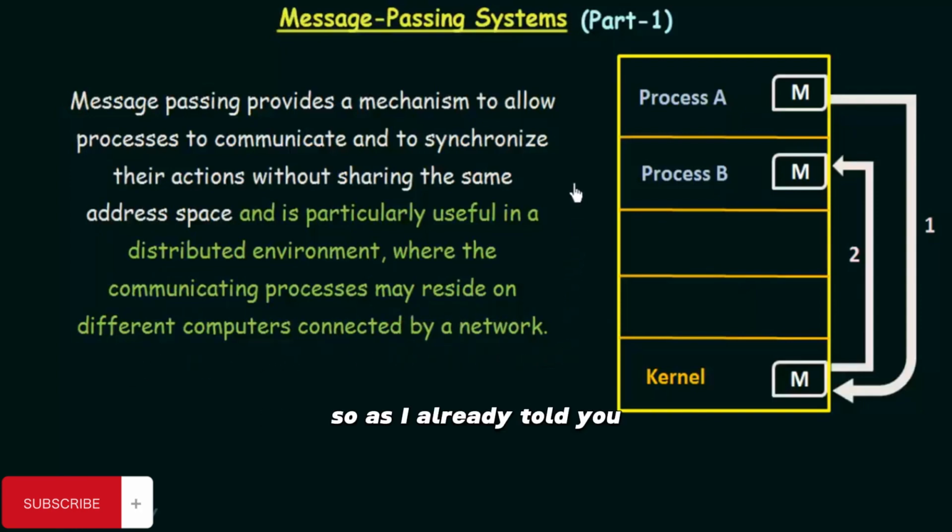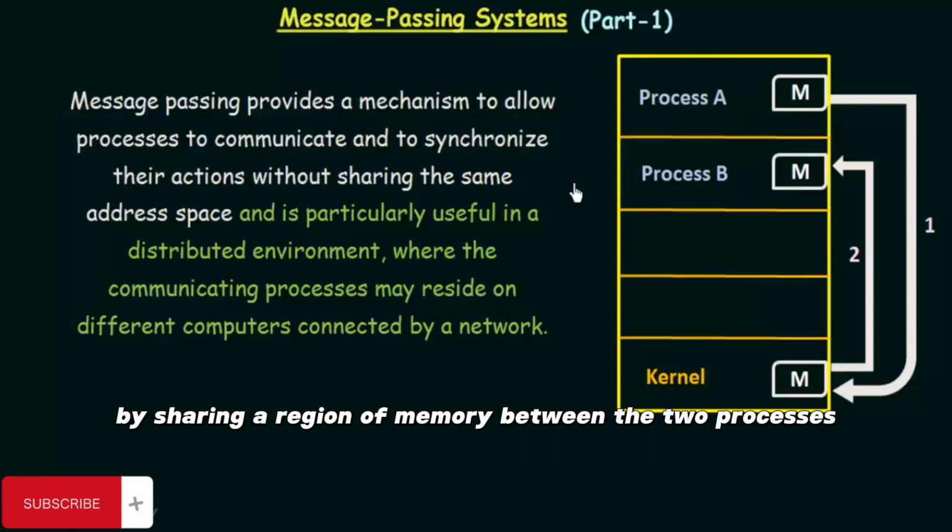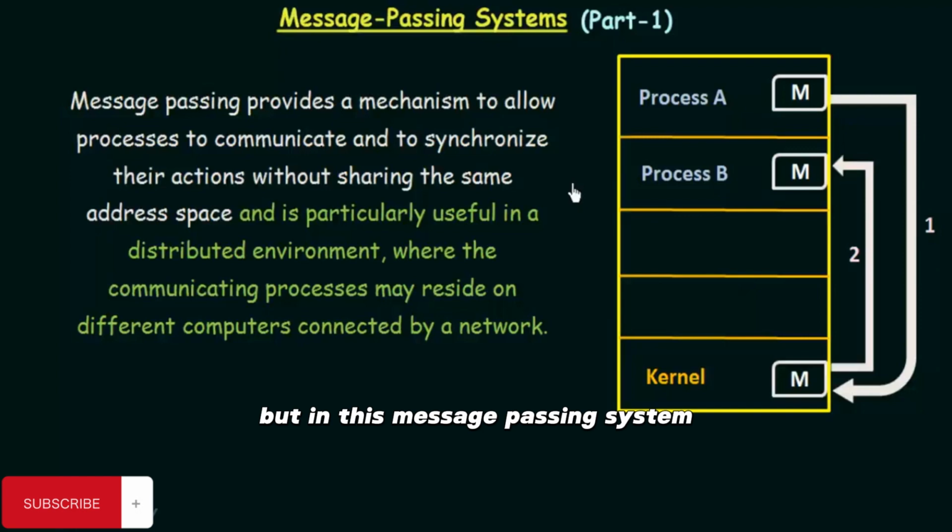As I already told you, when we discussed shared memory systems, we saw that the communication took place by sharing a region of memory between the two processes. But in this message passing system, we are not going to share any region of memory, but we are going to have communication between two or more processes without sharing any address space. And why is this useful? This is useful in a distributed environment.